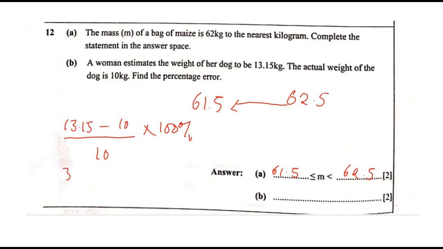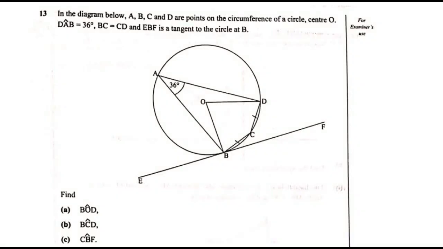So we say 13.15 minus 10 kilograms. So we have 3.15 divided by 10 multiplied by 100%. What do we get? We can cancel 10 here and 10 there, and then say 10 times 3.15, and what we get here is 31.5%. So this was the percentage error. So this is what we put here.